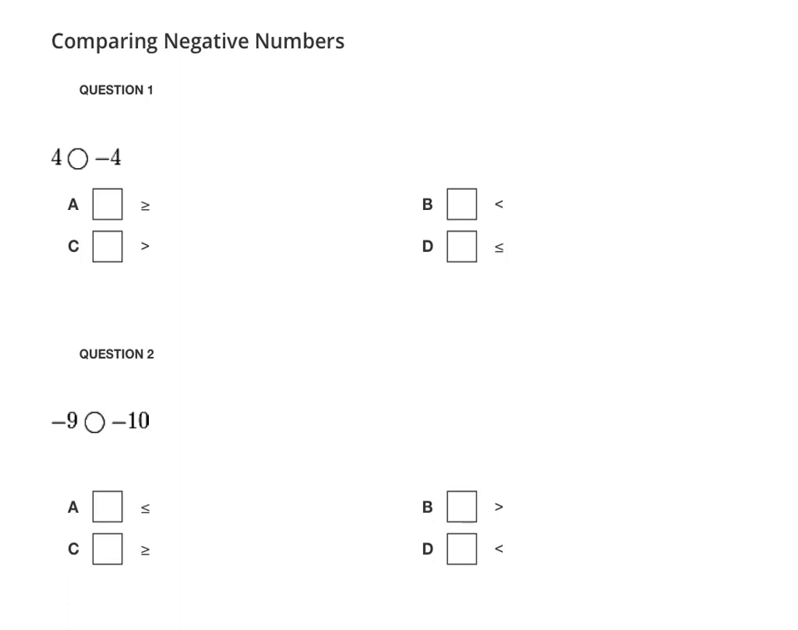All right, we're going to review comparing negative numbers. For question 1, we have 4 and we have to compare it to negative 4. So I'm going to go ahead and draw a number line so you can see. Here's 0. The negatives are on the left and the positives are on the right. So 4 would be on the right and negative 4 on the left.